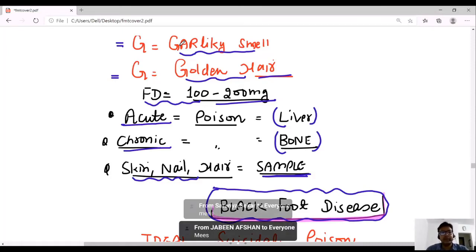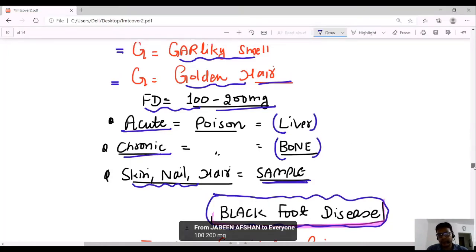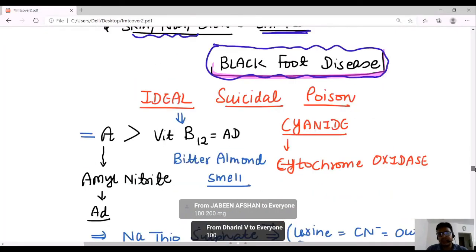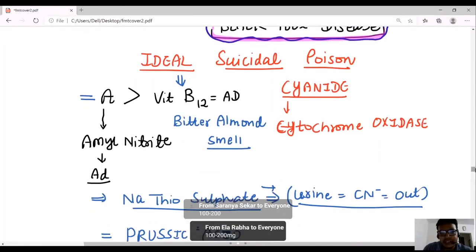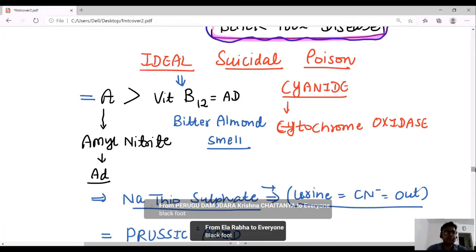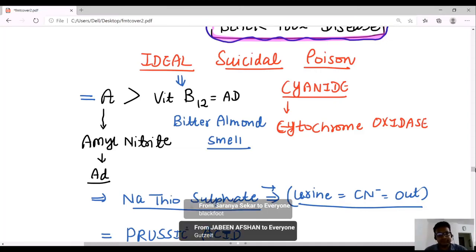What is the fatal dose of arsenic? 100 to 200 milligram. Arsenic causes a disease. What is the name of the disease? Black foot disease. Garlic smell is seen. Golden hair is seen. Gutzeit test is the best test.